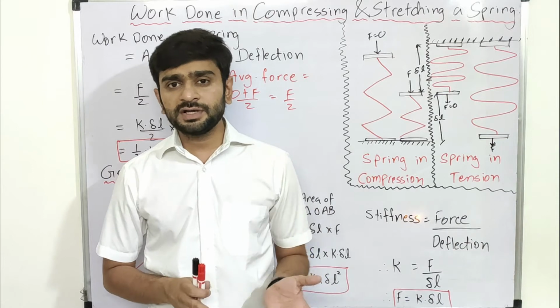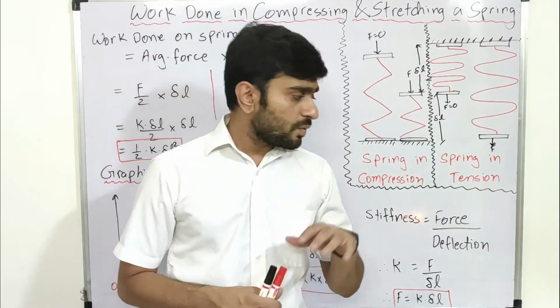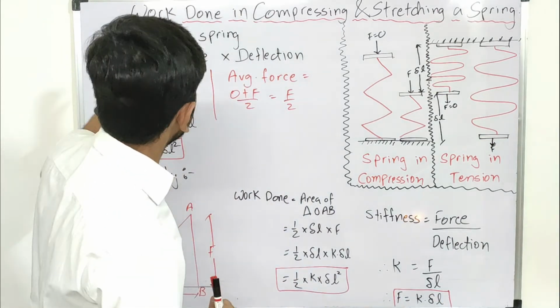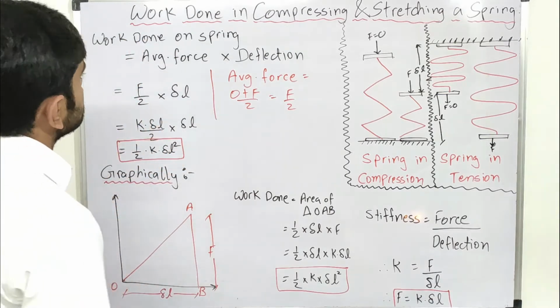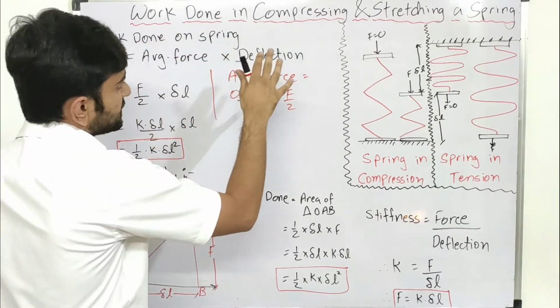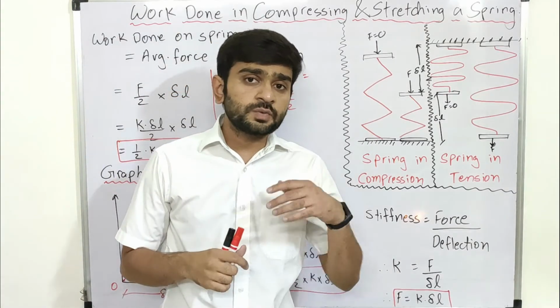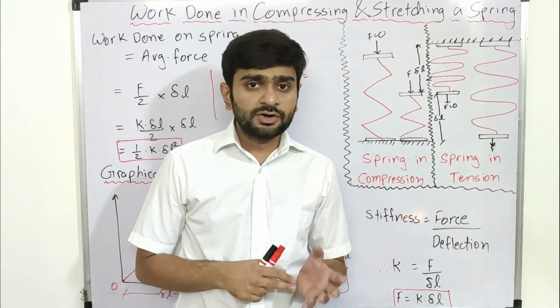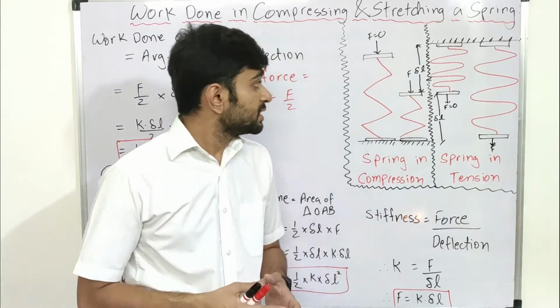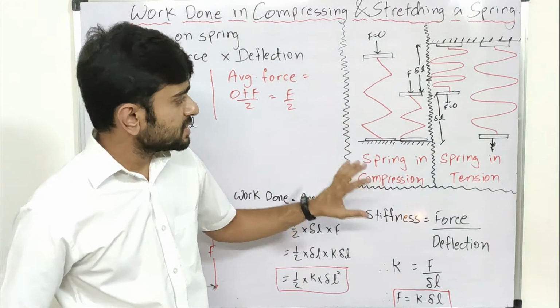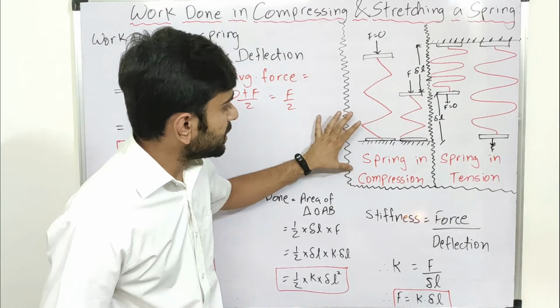In my previous lecture we understood what is force displacement diagram, and in this fourth lecture we are going to understand what is work done in compressing and stretching a spring. So basically we are going to calculate how much work is to be done on a spring in order to compress or stretch it. So here I have shown two examples where this spring is in compression and this spring is in tension.